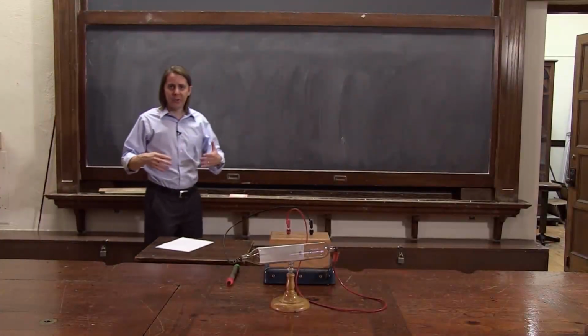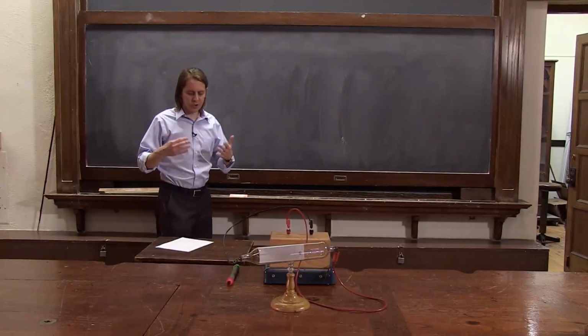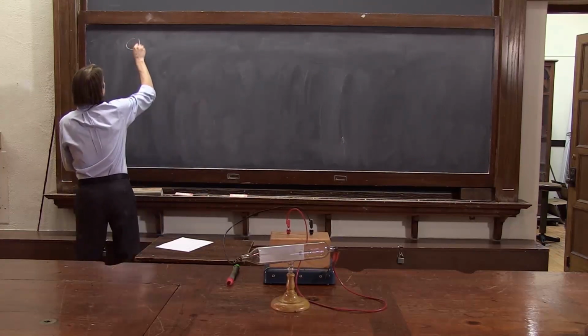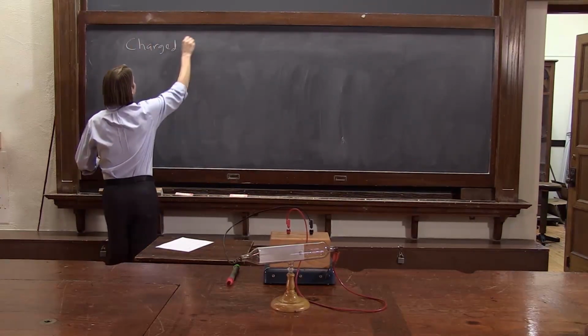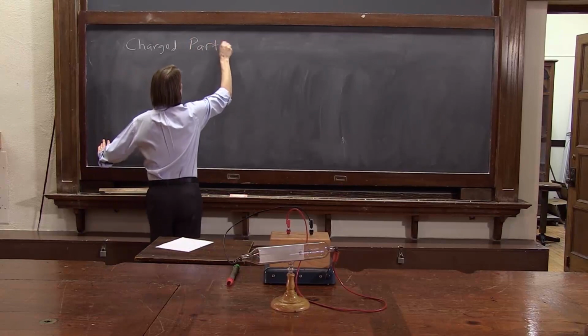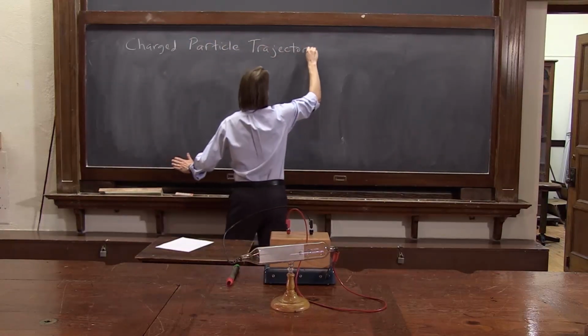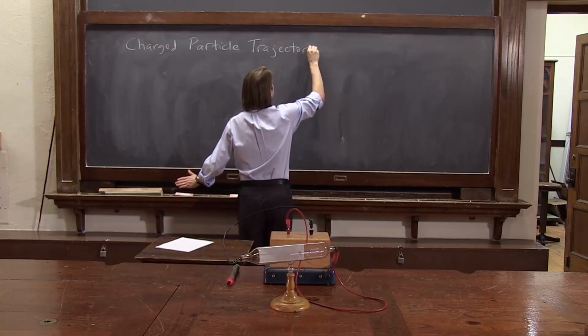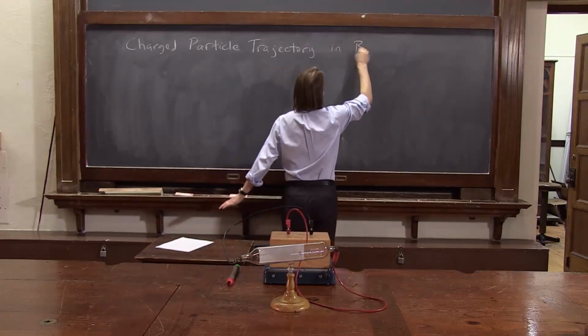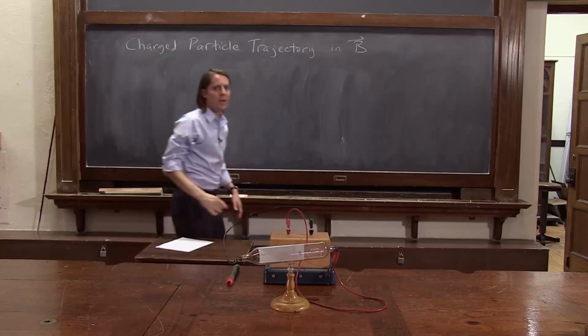So we've thought about the force that a magnetic field applies to a charge. Now let's think about the charged particle trajectory. Trajectory in a B field. Okay? So let's set it up.